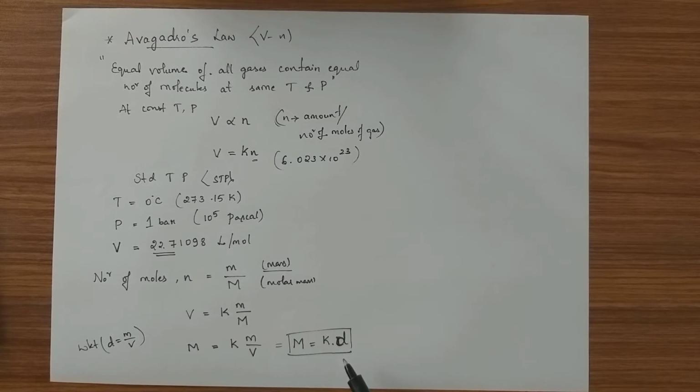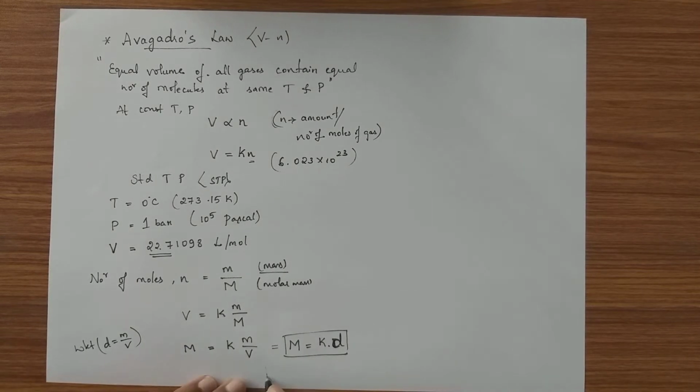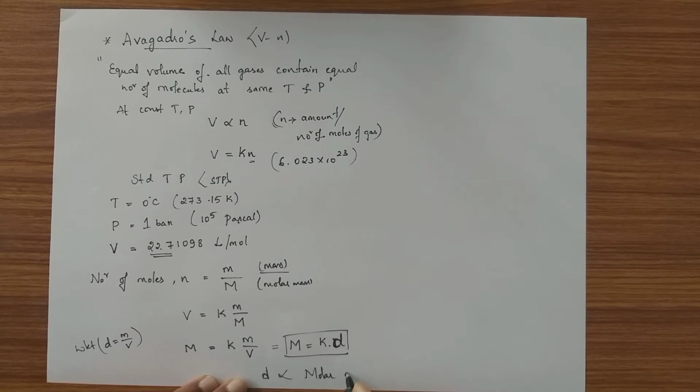Clear? So D refers to the density. So we conclude that density is directly proportional to its molar volume, right? I mean molar mass. So density is directly proportional to molar mass.